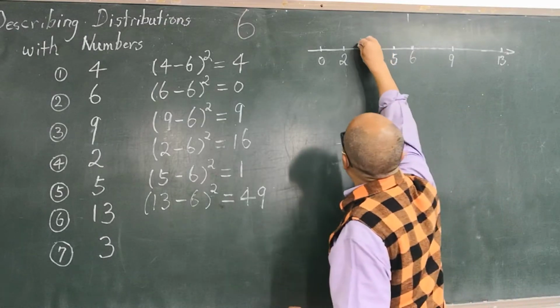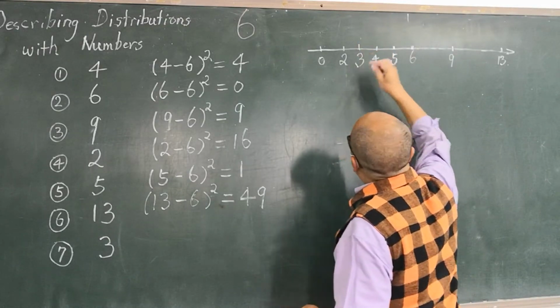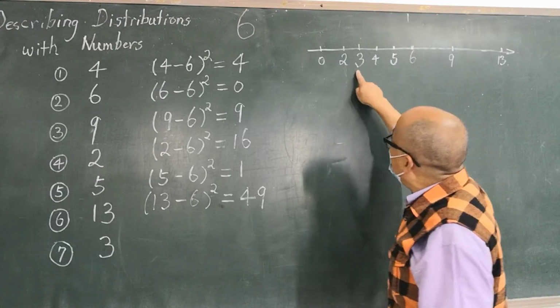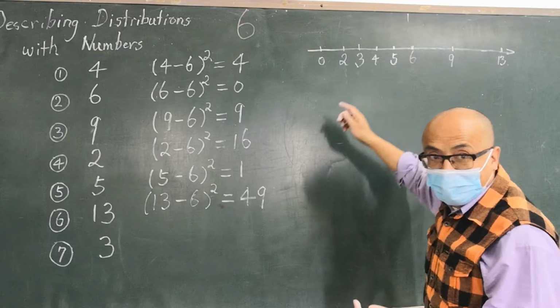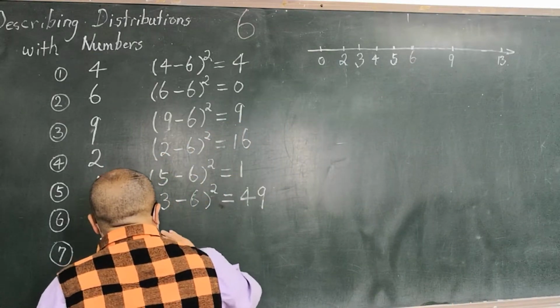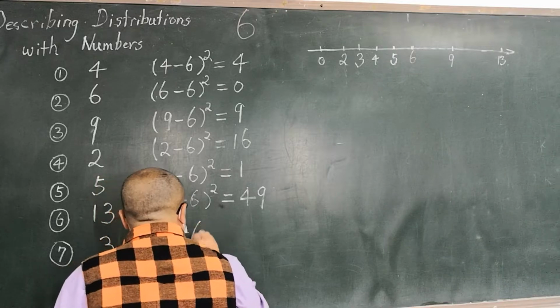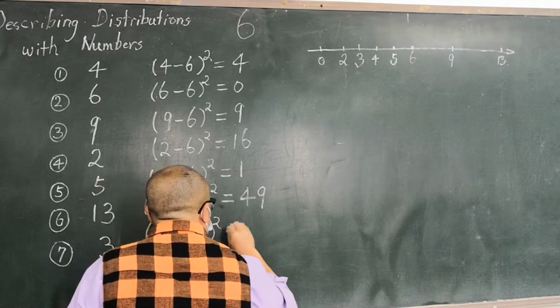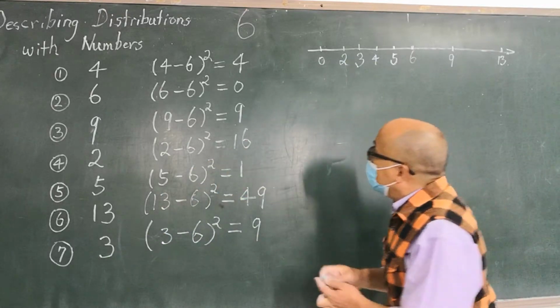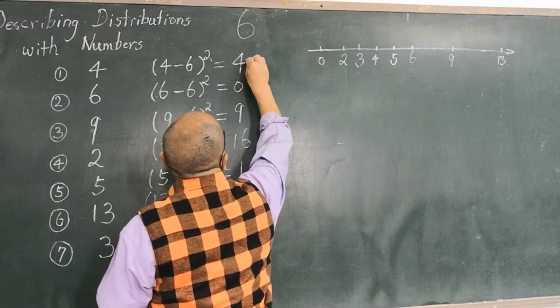No matter what, the distance from here to here is 3, or minus 3, but we squared it. I should write this number in blue.